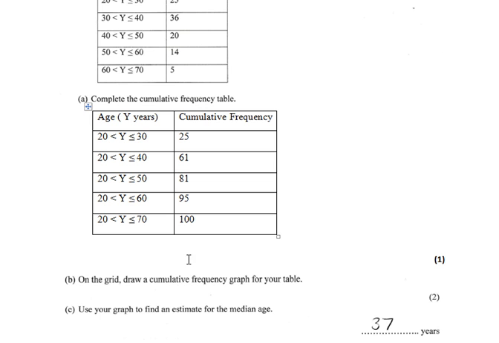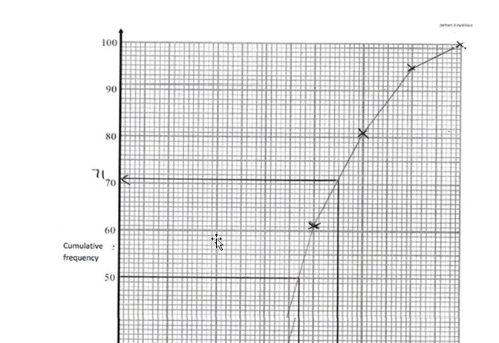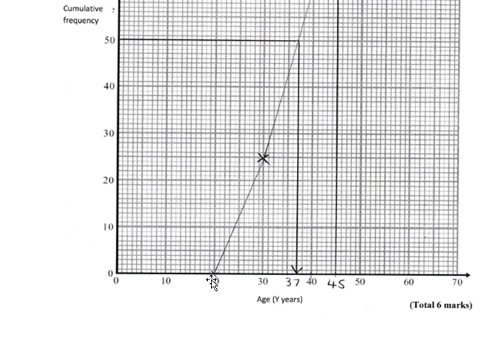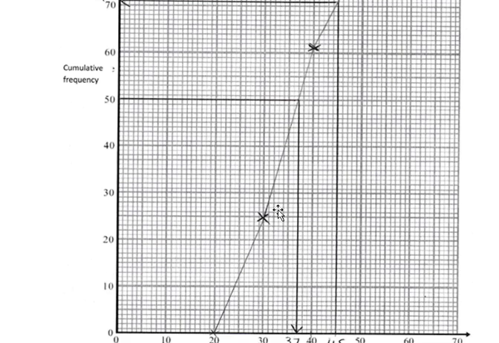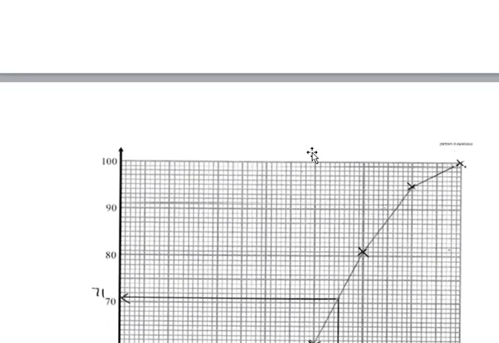So for a cumulative frequency graph, you must make sure you plot at the end of the groups. So the graph should look something like that. So 20, then at 30, then at 40, and so on. So the graph should look like that.